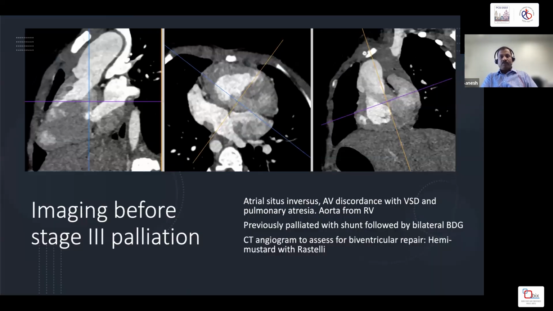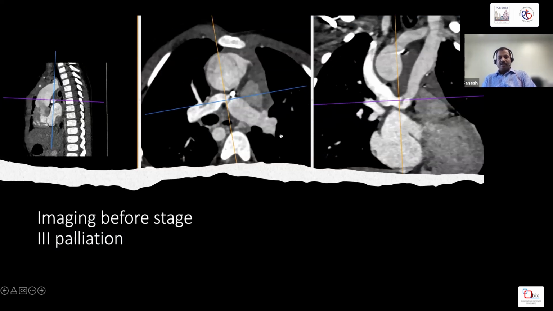Another example, where we assessed for routability at the time of Fontan to convert to a biventricular repair. This patient had slightly borderline RV volumes on echo, so it was thought not to be suitable for biventricular repair. Hence, we did CT to assess for routability to convert into hemi-Mustard with Rastelli, which is a 1.5 ventricle repair. The baseline anatomy was atrial situs inversus, AV discordance with VSD and pulmonary atresia, and aorta coming off the right ventricle, previously palliated with shunt and bilateral bidirectional Glenn. The VSD was thought to be adequate in these MPR images for routing. Hence, this patient underwent Rastelli, and the inferior vena cava and pulmonary veins were also baffled, which was a good outcome. The same patient showing the bilateral bidirectional Glenn and the branch pulmonary arteries.